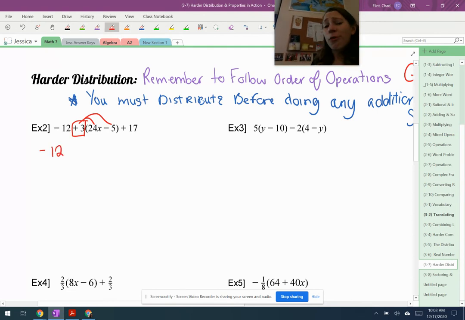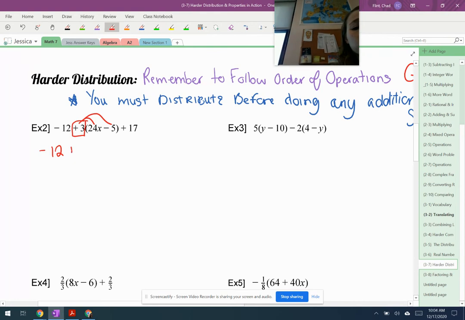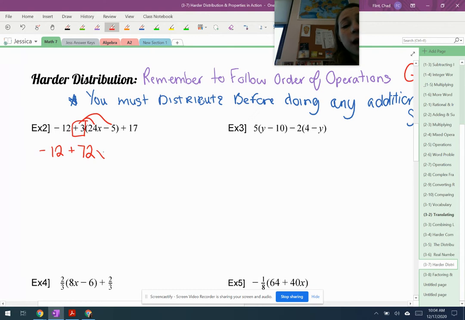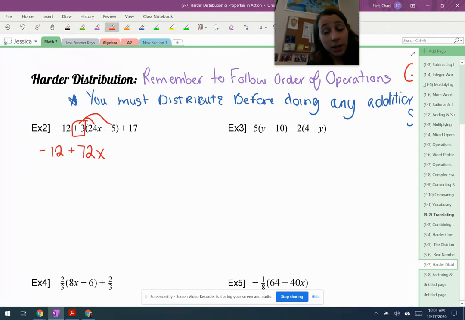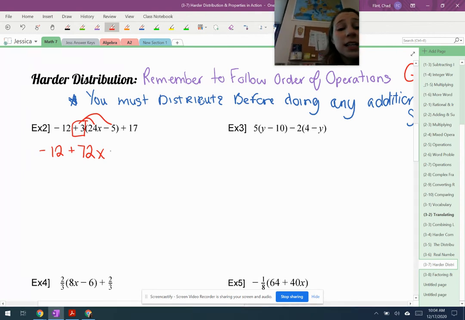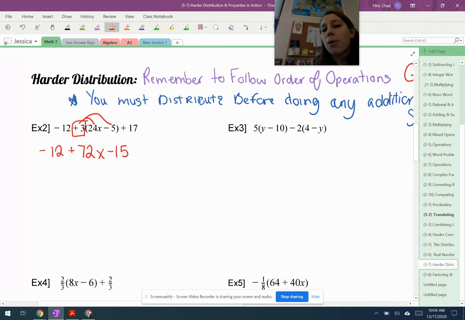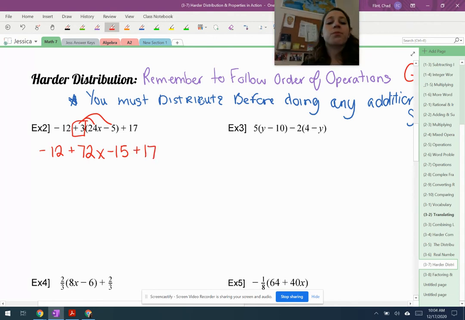3 times 24 is going to be 72. And again, you should be using a calculator when you're doing this. So not just 72, but 72x, because it wasn't just 3 times 24. It was 3 times 24x. Very important. We're not forgetting that. 3 times the negative 5 leaves me with a negative 15. And that 3 does not get multiplied by the 17 because the 17 is not inside of the parentheses. So just like the negative 12, that gets carried down.